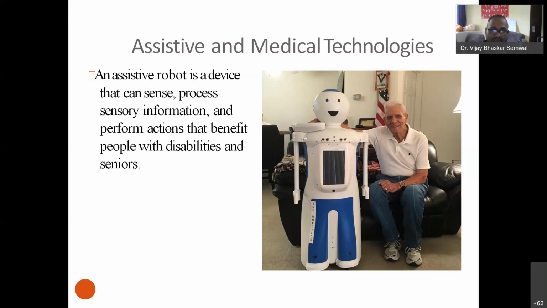So in this case, the robot is there. The technology is there always. Technology is so much humble. As you grow, you have to become more and more humble. So technology is becoming humble. It is always ready to serve the people. As technology grows, it is helping. So they do not discriminate whether this is a person that I need to help or not. So an assistive robot is a device that can sense, process sensory information and perform actions that benefit people with disabilities and senior citizens, elderly persons who are alone at home, not able to perform their tasks.